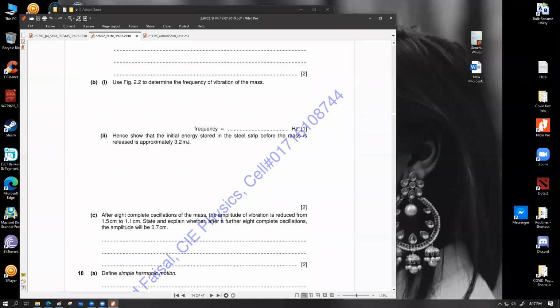After 8 complete oscillations of the mass, the amplitude of vibration is reduced from 1.5 centimeter to 1.1 centimeter. State and explain whether after a further 8 complete oscillations, the amplitude will be 0.7 centimeter. Okay, this might have been a problem earlier, but now you should be able to answer that, because I just discussed that in the earlier question. Would you have the same equal amount of decrease in amplitude as before, compared to the earlier and the later?